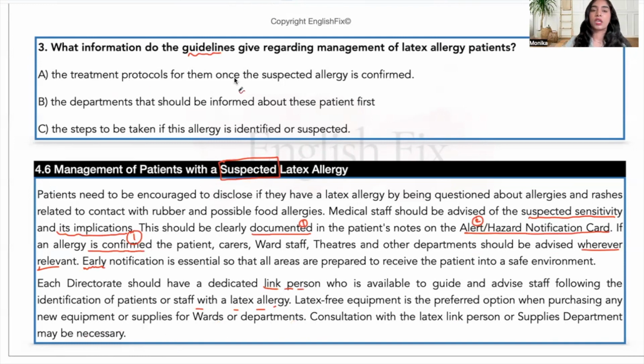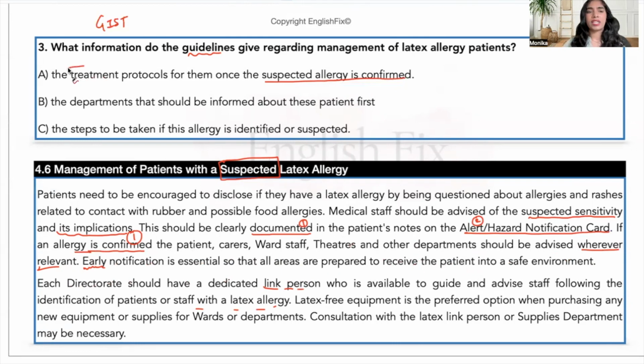Now coming to the question, what information do the guidelines give? So overall, what kind of information am I getting? Overall, not just one sentence, overall. So this is what I call a gist question. Overall, the treatment protocols for once the suspected allergy is confirmed. So when the suspected allergy is confirmed, there is one area they're talking about. If an allergy is confirmed, the patient and carers should be informed about it. This is important because they can then receive the patient into a safe environment.